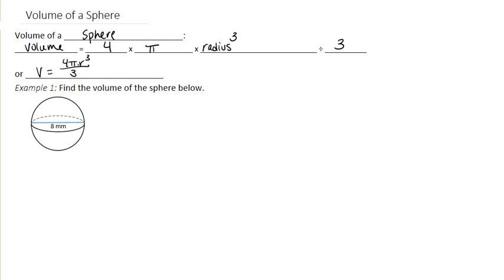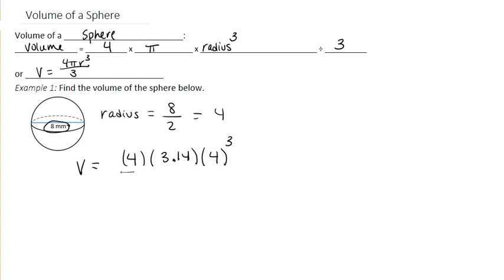Example 1. Find the volume of the sphere below. Here we have the diameter of the sphere. To find the radius, we go 8 divided by 2, which is equal to 4. Now we can start solving for volume. So volume is 4 times 3.14 times the radius to the third power, and then we're going to divide by 3.